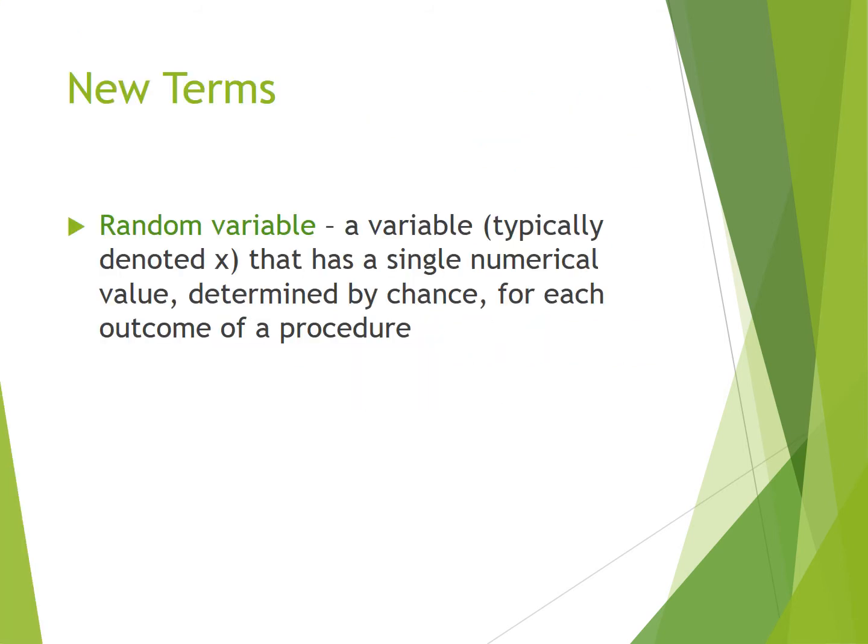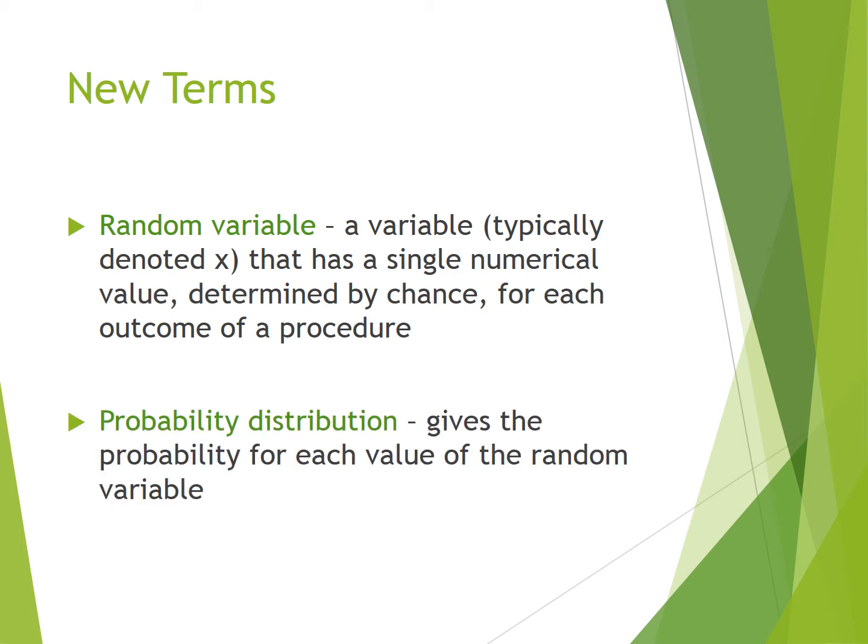So recall, before we get to the recall, let me give you the first new term, which is a random variable. A random variable is a variable, typically denoted by the letter X, that has a single numerical value. So the random variable is a variable that has a number associated with it, and it's determined by chance for each outcome of a procedure.